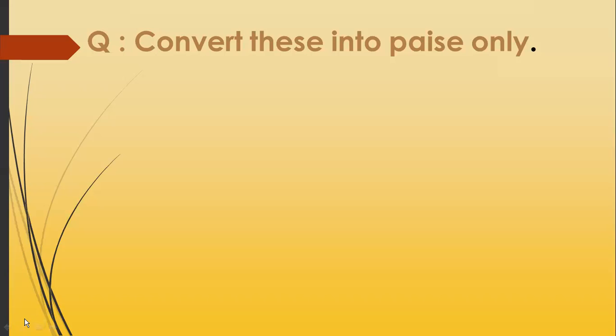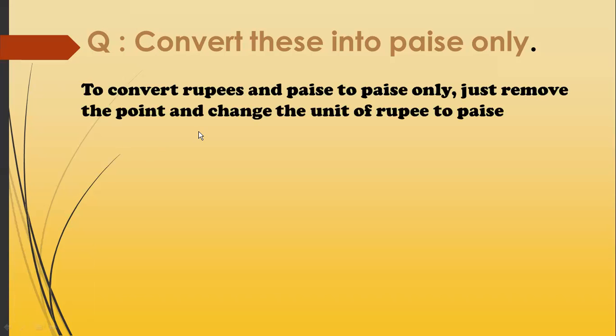So what we will do? We will convert rupees to paisa. Just remove the point and change the unit of rupees to paisa. We have learned in the previous lecture how we convert. We just remove the point and change the unit of rupees to paisa.